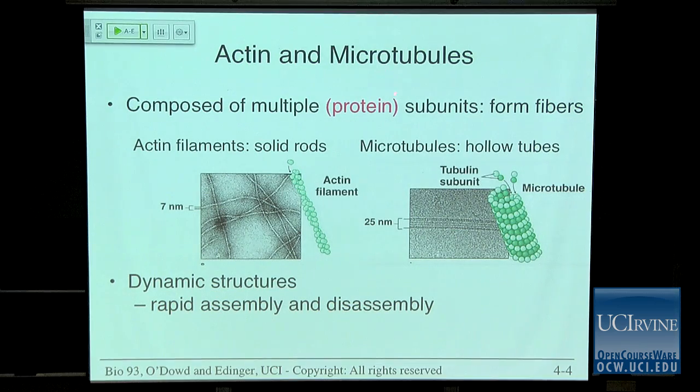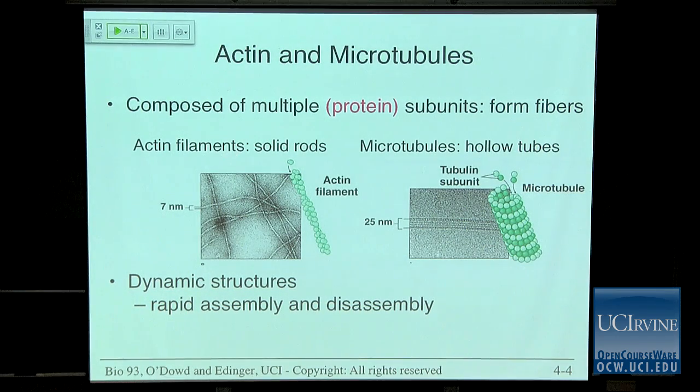Okay, actin and microtubules are very different molecules. They're made up of different components, but they have some really important similarities. And I'm going to go over their similarities first. And there are 4 of them that I need you to know about. The first is that they're both composed of multiple protein subunits, and these assemble to form fibers. So these are proteins because they're composed of protein subunits. That's an important thing to remember.